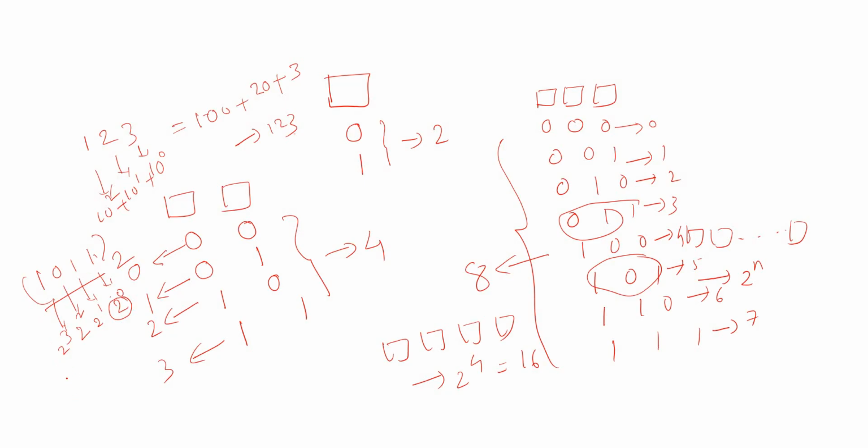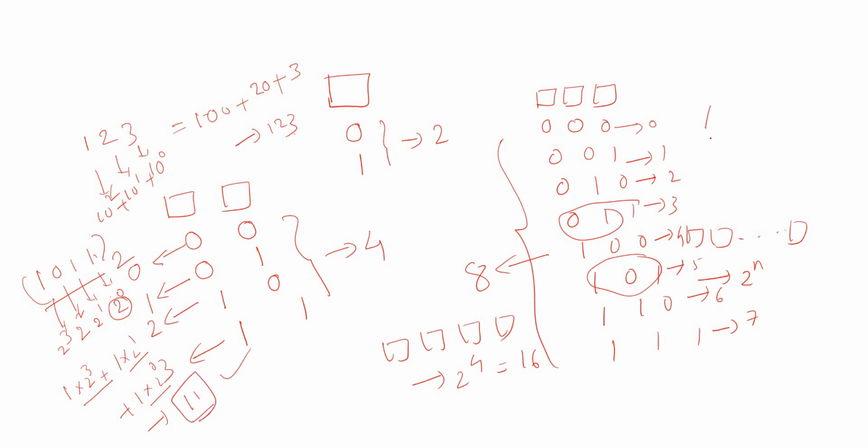So 1011 means 1 into 2 power 3 plus 0 into 2 square, which is 0, plus 1 into 2 power 1 plus 1 into 2 power 0. So that means 8, 2 and 1. 8 plus 2 plus 1, which is nothing but 11.